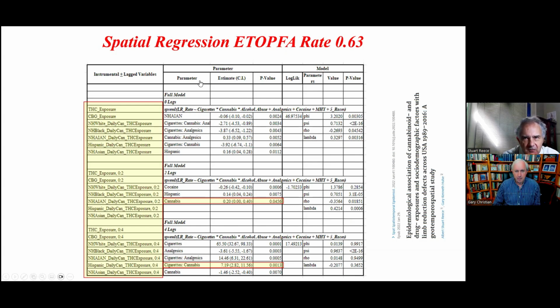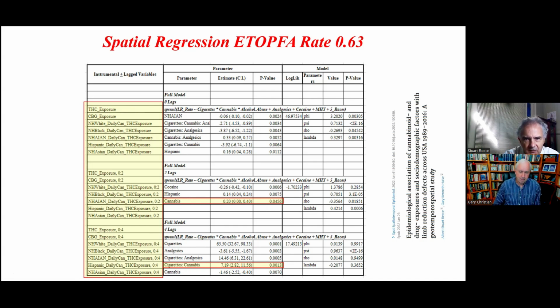Now, this is a spatial regression for the ETO-PFA correction at 0.63. And you'll see that even adjusting for THC exposure, cannabigerol exposure, and all this ethnic THC exposure here, and here it's lagged by 2 years, here lagged by 4 years, the parameters with cannabis in are still significant after adjustment for all these other factors. You've got income, you've got all the drugs, income, races, ethnicity, and even after adjustment for all that other stuff, in the final models, cannabis is still highly significant. So it persists no matter what?